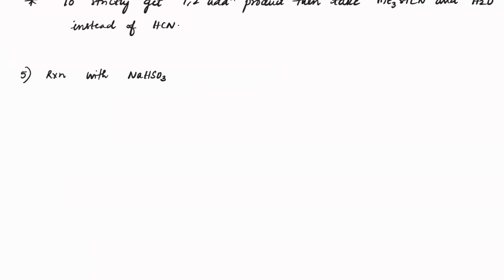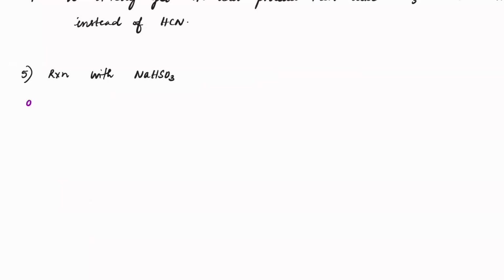First, notice what the structure is here. So O double bond S, then O minus Na plus, OH, and a lone pair present on sulfur. This is sodium hydrogen sulfite. Sodium hydrogen sulfite.